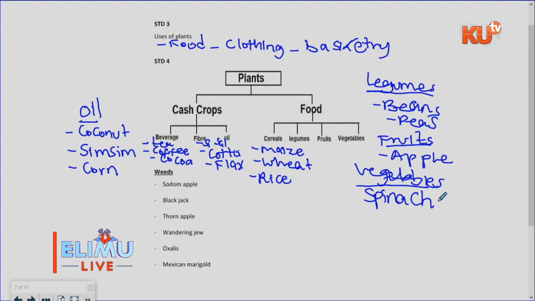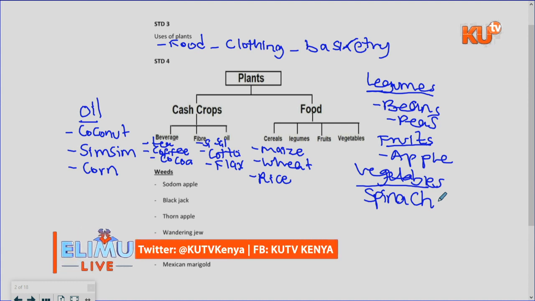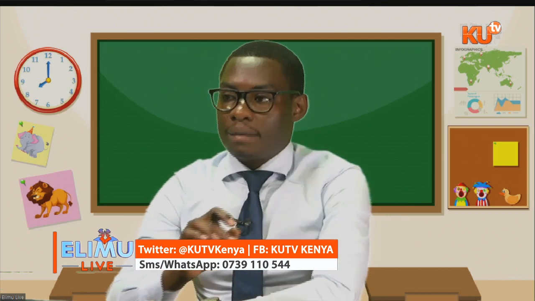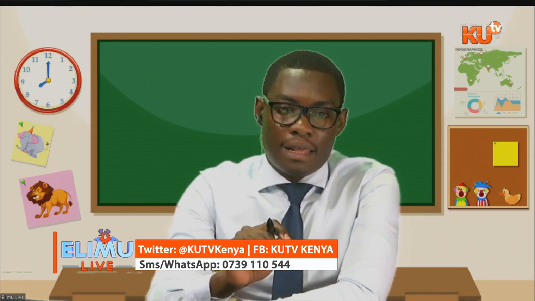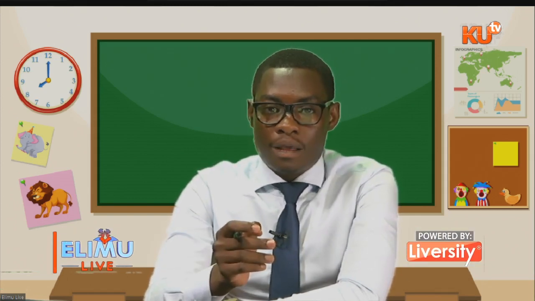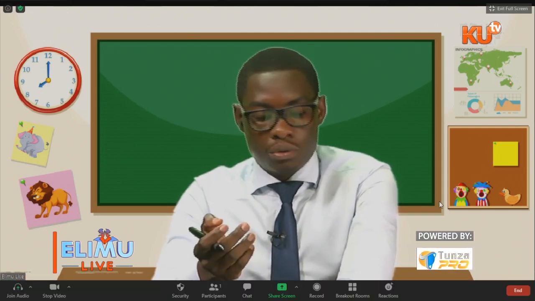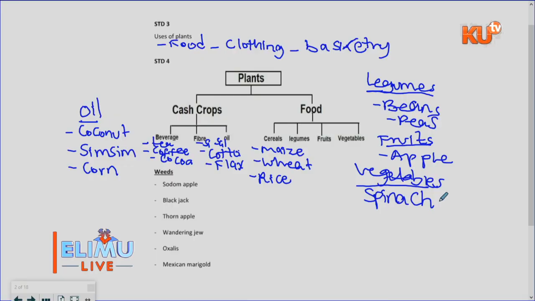So we have our table there, which has the cash crops with the examples and the food crops with the examples. In this same level, we also talk about weeds. A weed is an unwanted plant, a plant that grows where it's not needed. And we have examples of weeds. We can have a sodom apple, a blackjack, a thorn apple, which is also called datura, wandering Jew, oxalis, Mexican marigold, and we also have pigweed. So these are examples of weeds, and they are right there.